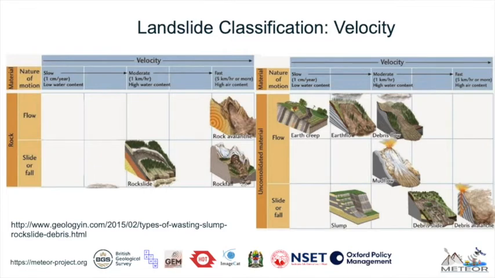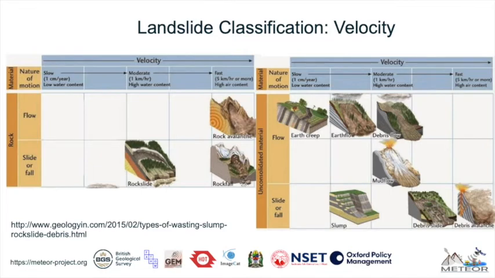In this classification, velocity has been used rather than type of landslide. So we have on the left our rock landslides, and we have on the right the unconsolidated material landslides. Now, velocity is important when considering the impacts of a landslide and evaluating hazards. Our landslides range from 1 centimetre a year. Now, these are things like creep, which is in the flow category, and we also have earth flow and slumps, to our moderate velocity landslides.